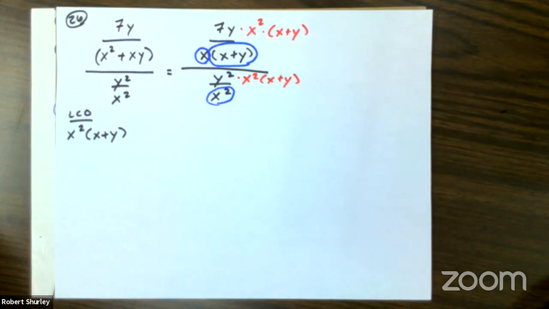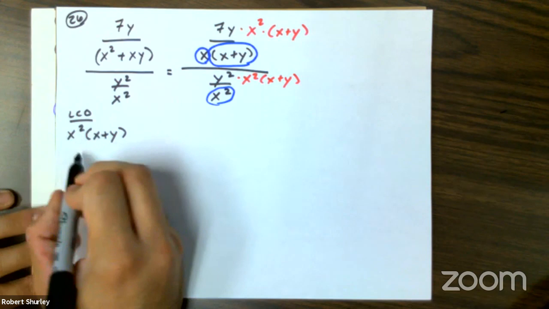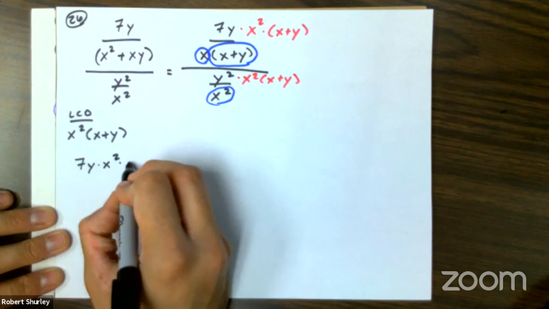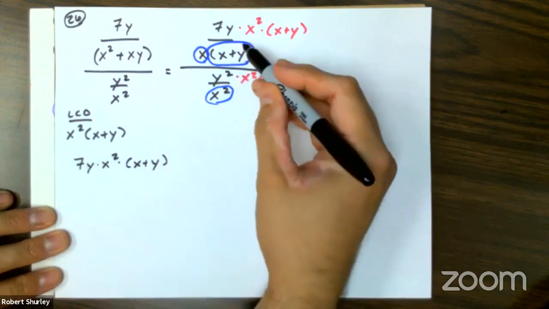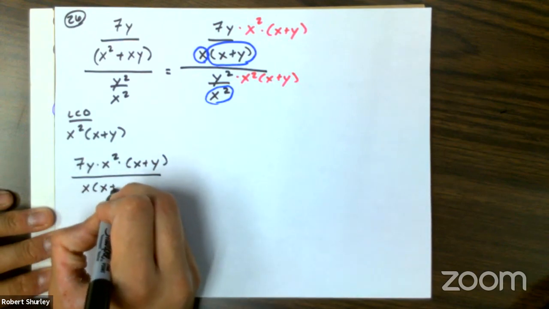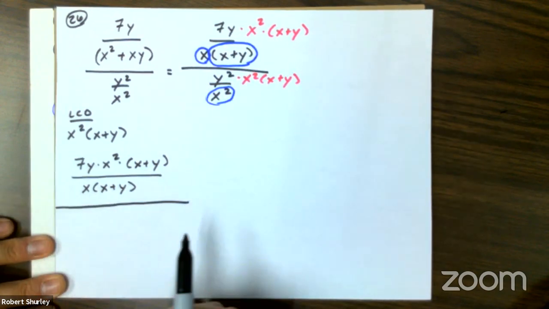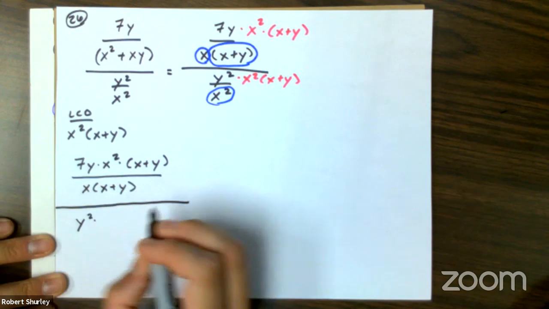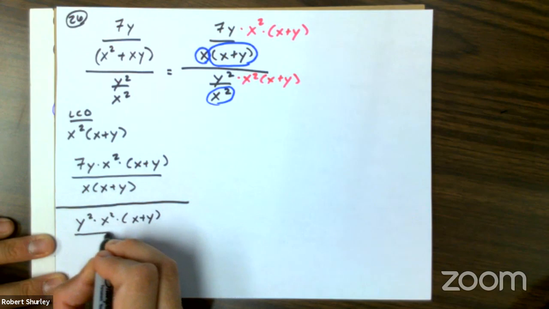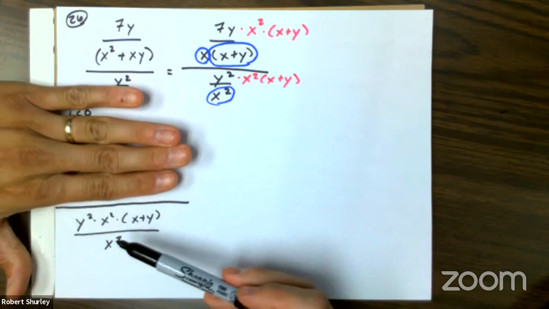Okay. So I'm gonna write this together now. It's gonna look kind of crazy, a little complex, one might say. So I've got 7y times x squared times x plus y. That's the numerator's numerator, right? Divided by x times x plus y. That's my numerator fraction. And then big fraction bar, I've got y squared times x squared times x plus y over x squared, right? That's the denominator fraction.